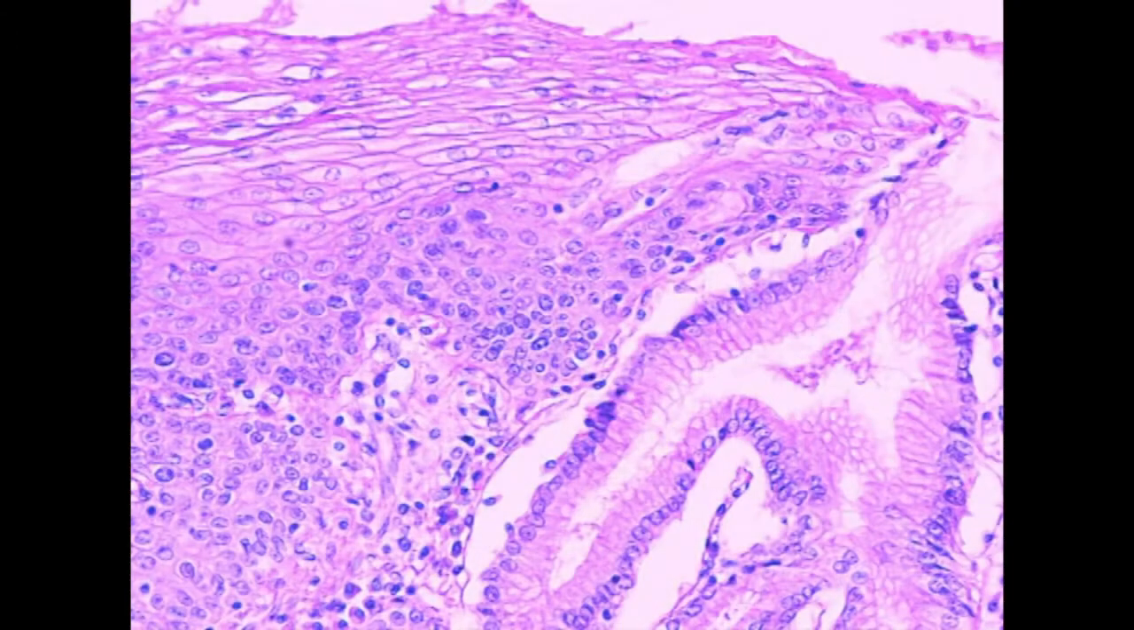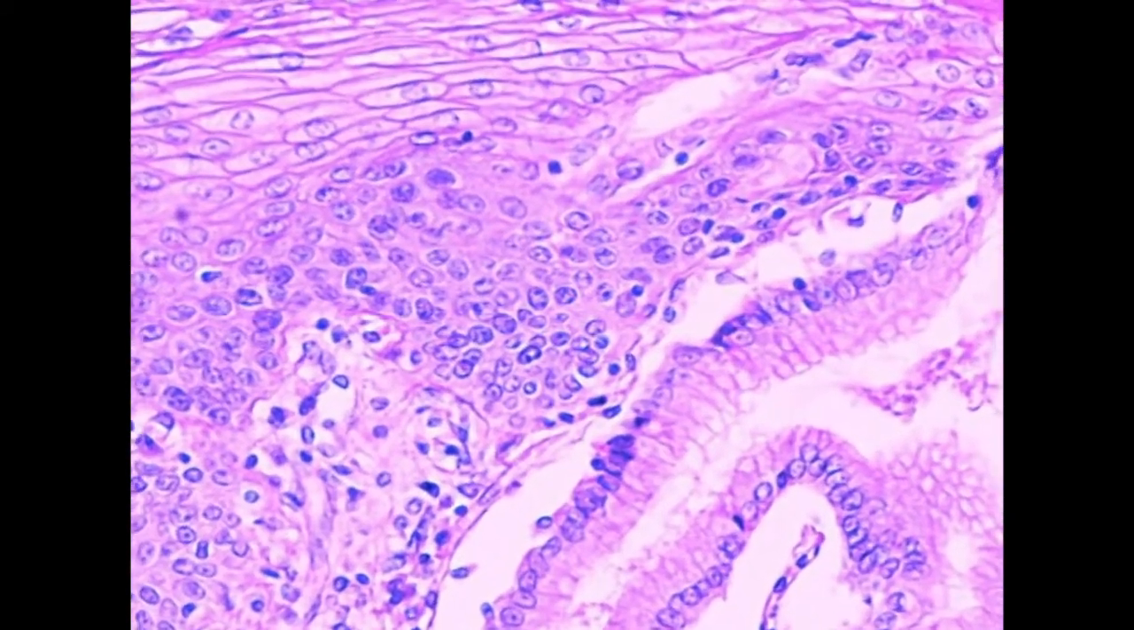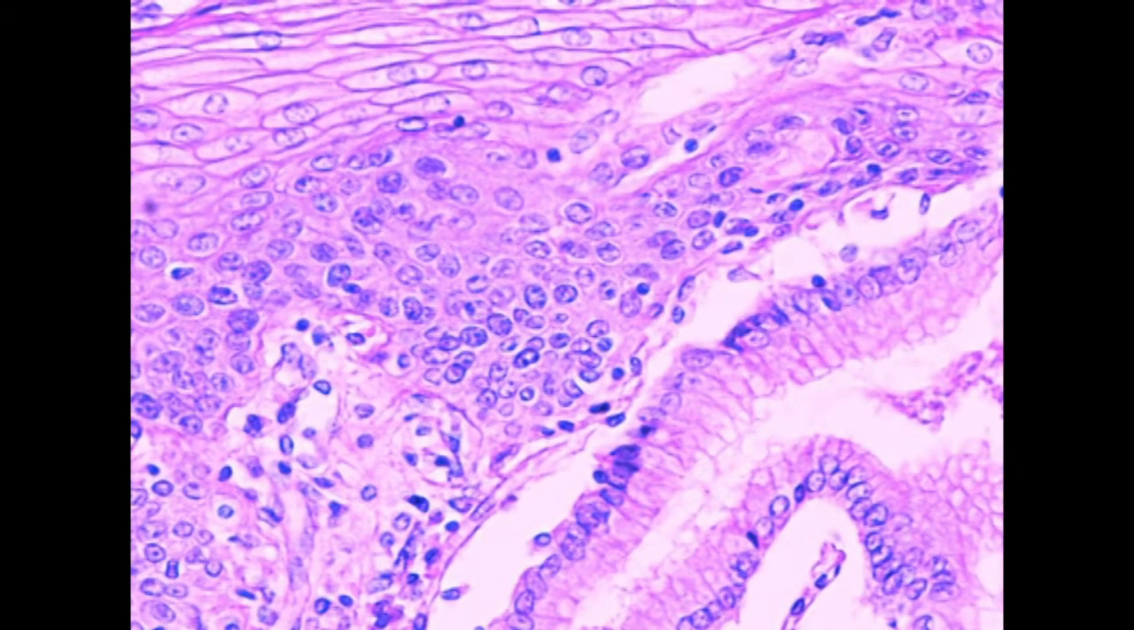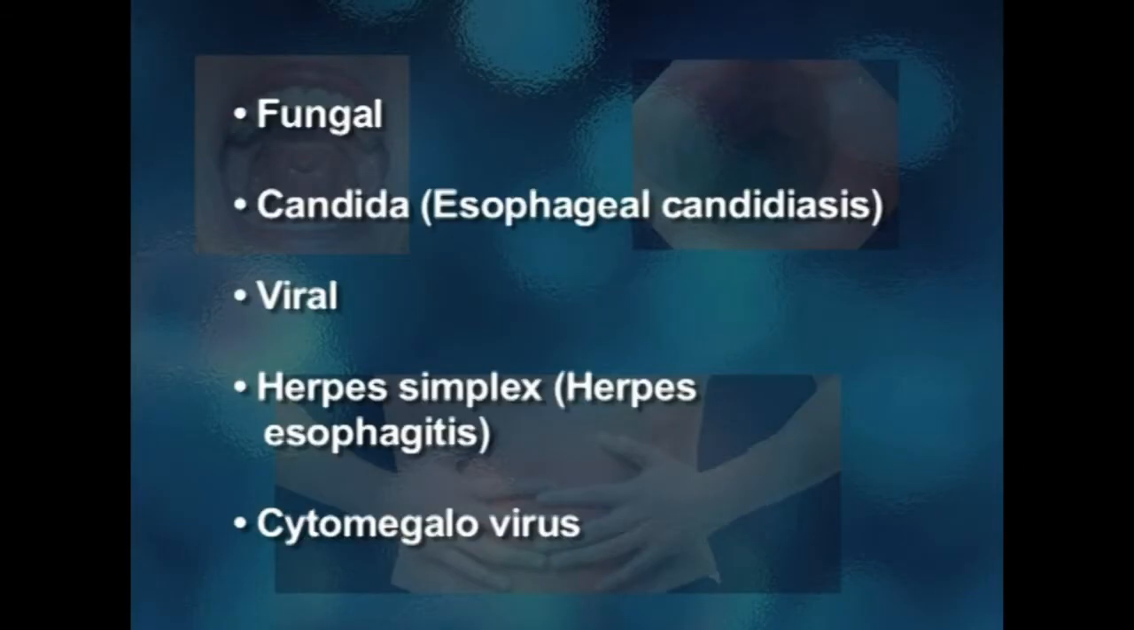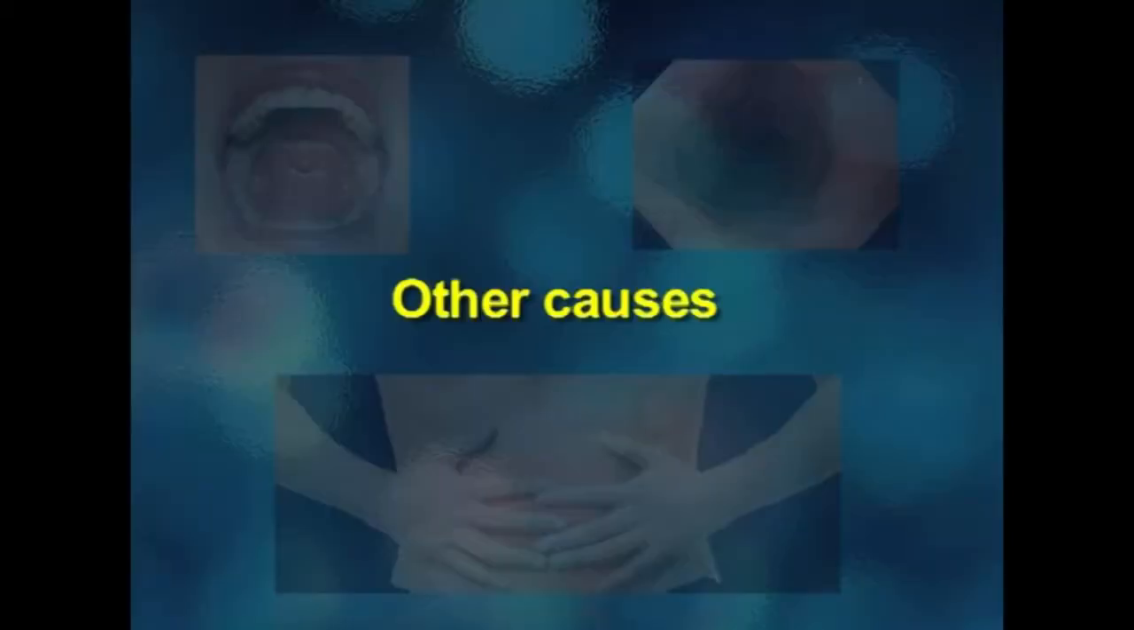Infections. Forms of infectious esophagitis are typically seen in immunocompromised people. Types of these are fungal, candida, viral, herpes simplex, cytomegalovirus. Endoscopy can be used to distinguish among these conditions. Other causes include vitamin and mineral supplements such as vitamin C, iron and potassium pills, and other medication.